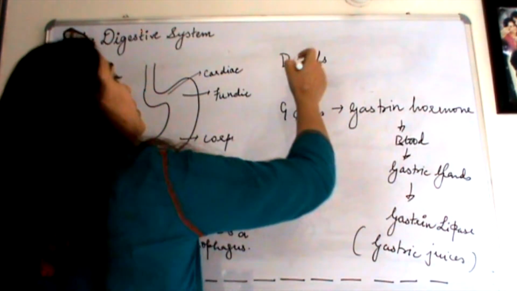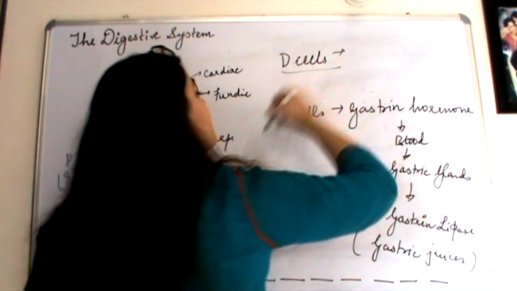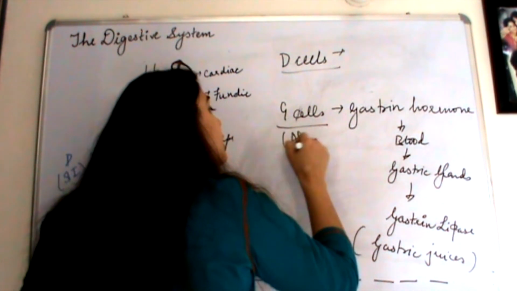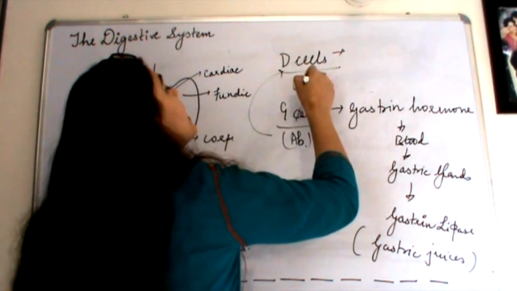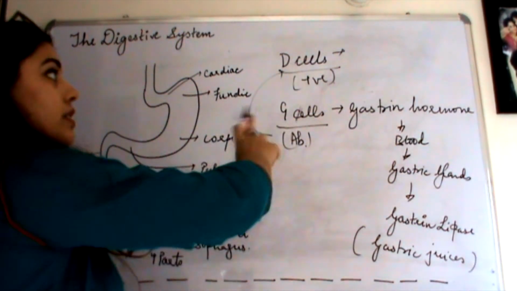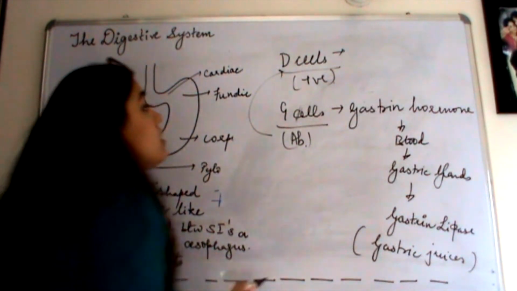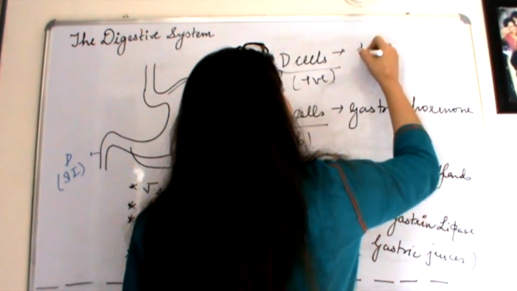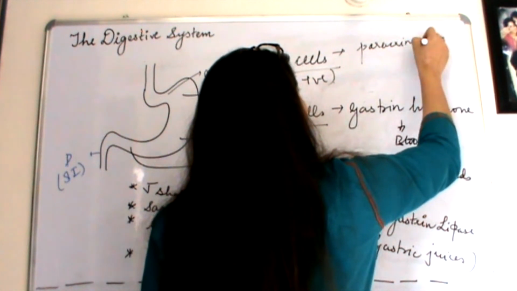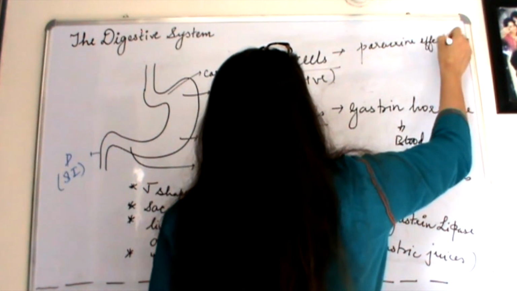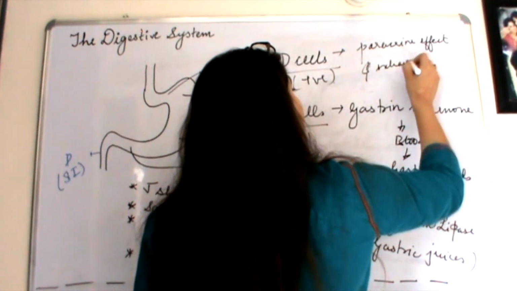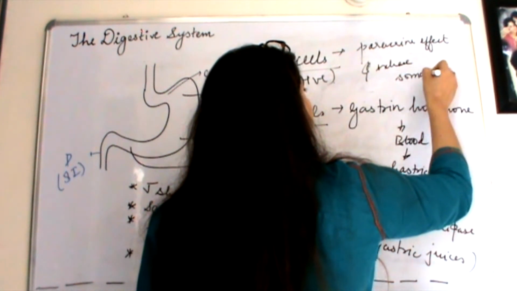And now if we talk about D cells, these are present only in the vicinity of G cells. When G cells are absent, then only D cells can be present. They can be present only when the G cells are absent, right? So D cells help in the creation of paracrine effect, and they release somatostatin.